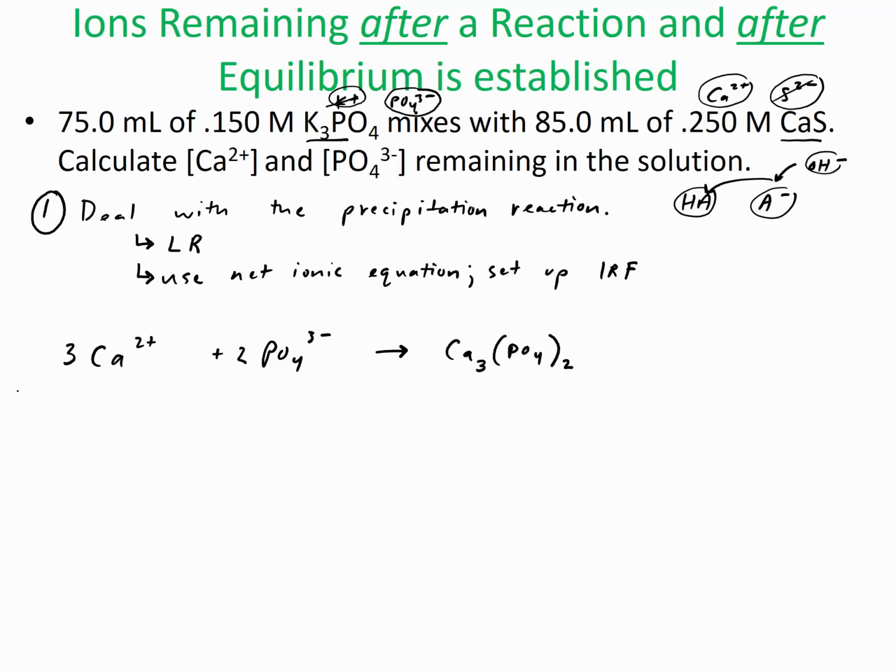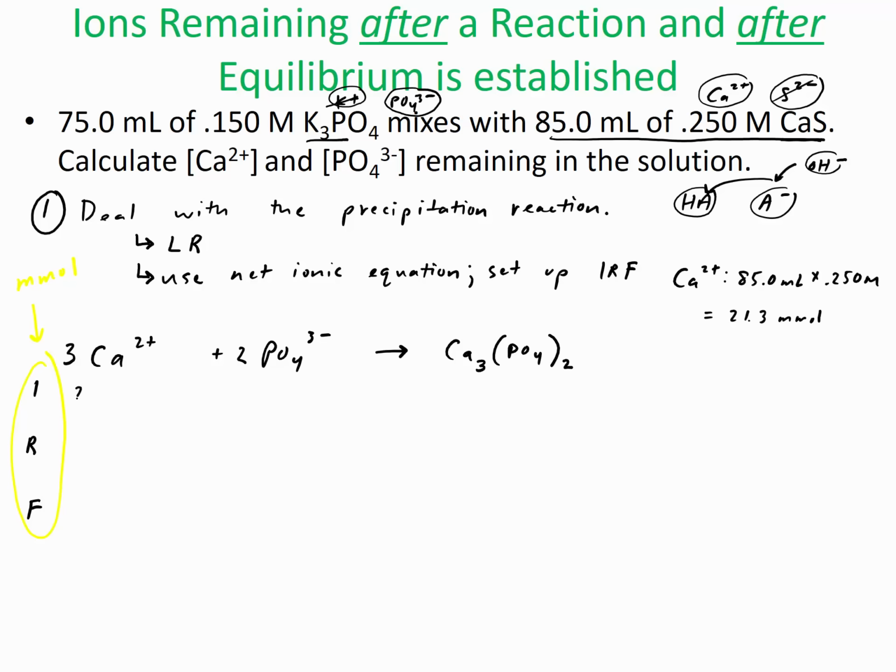And now we need to figure out our millimoles starting. So remember, with our earth table, we're going to be working with millimoles here. Moles or millimoles, it just so happens in this problem it's easier to work with millimoles. For the calcium ions, we have 85 milliliters. So this is our amount of calcium ions we're going to get from that. So 85 milliliters times 0.250 molar, and I get 21.3 millimole.